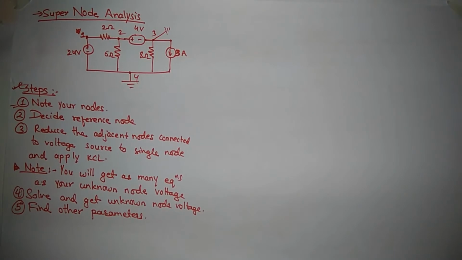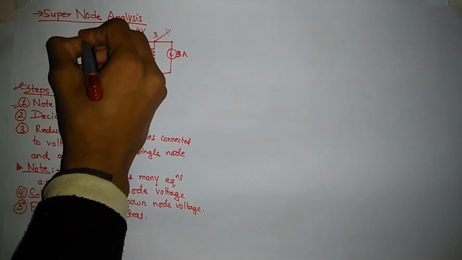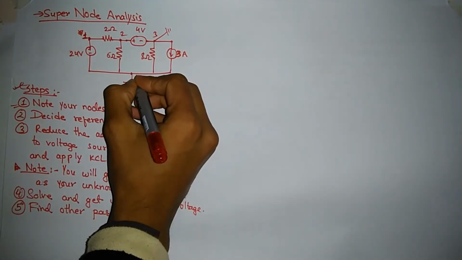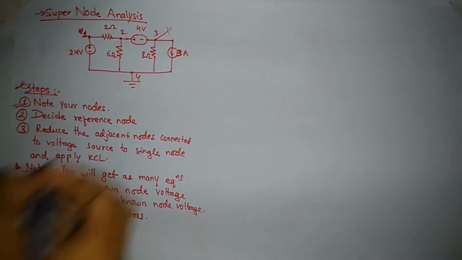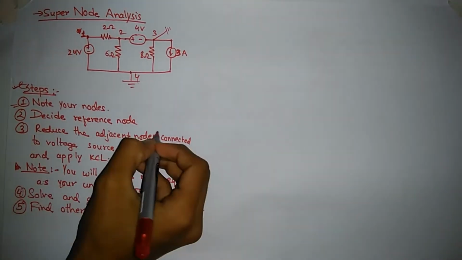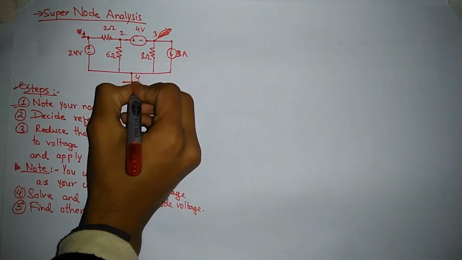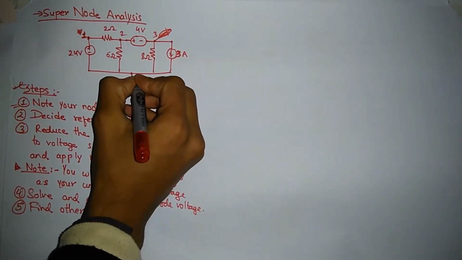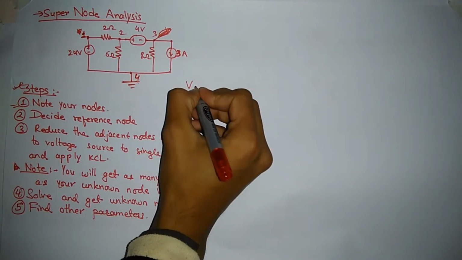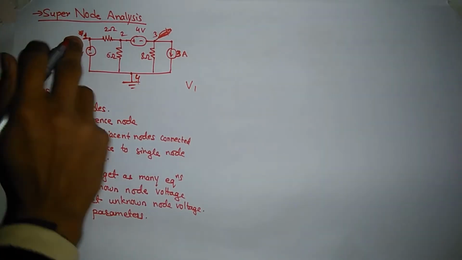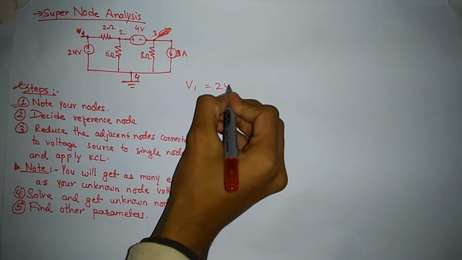Step 1, node your nodes. I have already done this, as I have 4 nodes in my circuit. Step 2, decide the reference node. I will decide my reference node here, not here. As soon as I decide my reference node at node 4, then I will get the voltage at node 1 to be 24 volt.